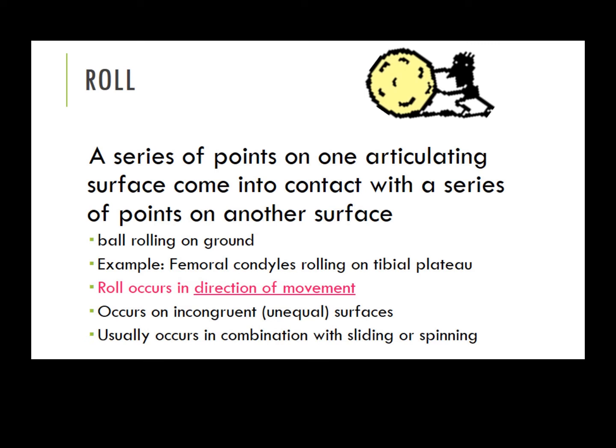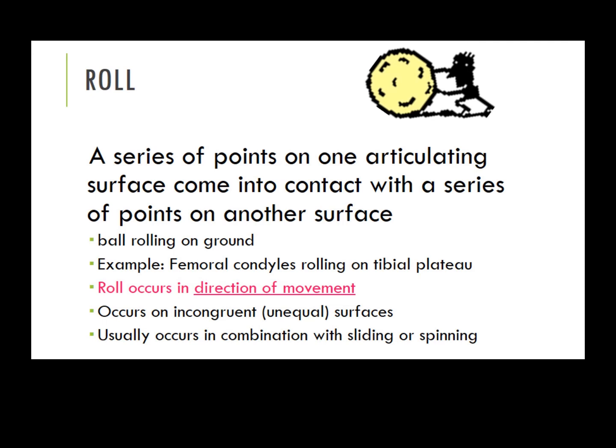Now a similar example in your joints: femoral condyles roll on the tibial plateau. What we are trying to say is that different points on the femoral condyle will come in contact with different points on the tibial plateau while rolling. So whenever the surfaces come in contact with each other, different points are coming in contact.